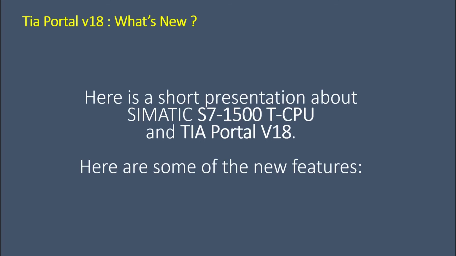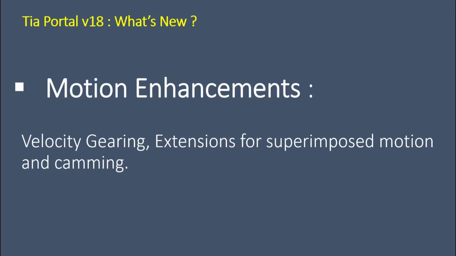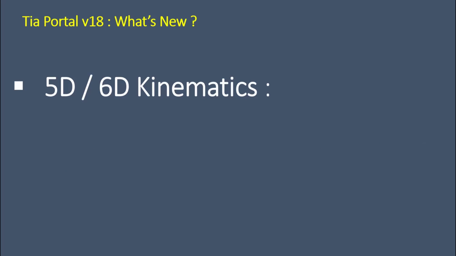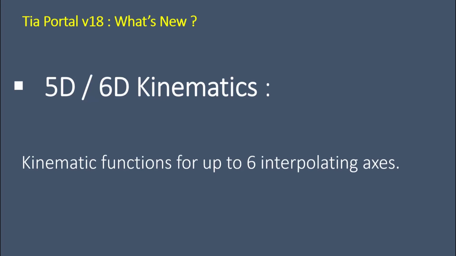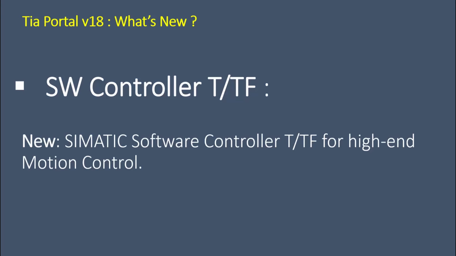Here is a short presentation about Siemens S7-1500 TCPU and Tia Portal v18. Here are some of the new features. First, motion enhancements, velocity gearing, extensions for superimposed motion and camming. Second, 5D, 6D kinematics, kinematic functions for up to 6 interpolating axes. SW Controller TTF, new, Siemens Software Controller TTF for high-end motion control.